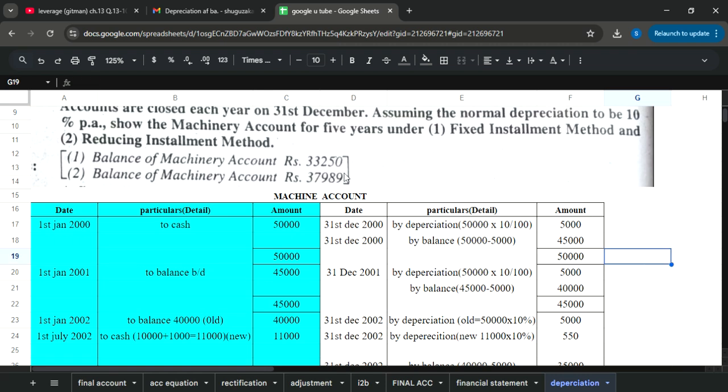Our answer has been matched, but remember that this was only for the fixed base method, straight line method, or fixed installment method. The second method we will be doing right after, but it is requested to please repeat and revise this question 2-3 times. And after that, if you still feel anything is difficult, you are very open to share your problem through messages, text, or you can directly contact to share your problem. I will humbly try my best to answer your question as quickly as I can.